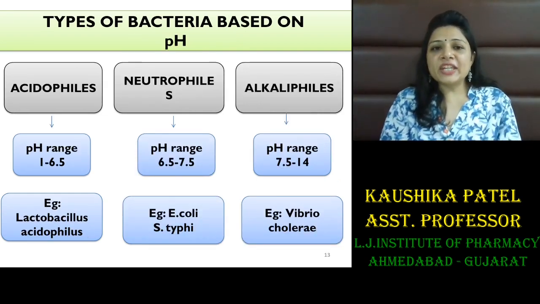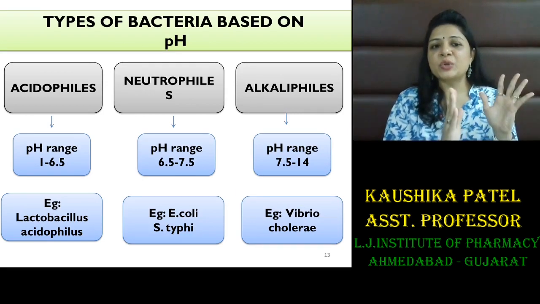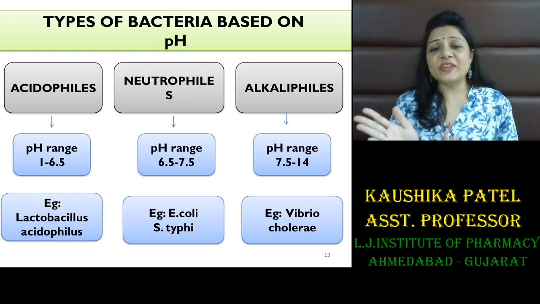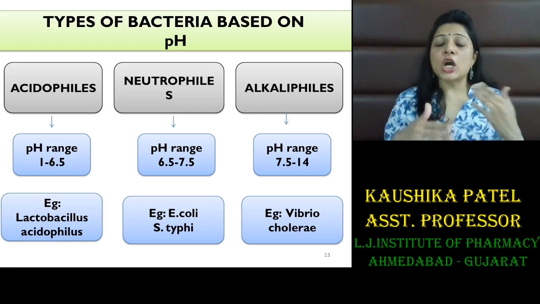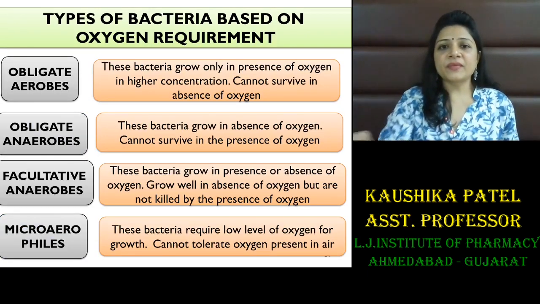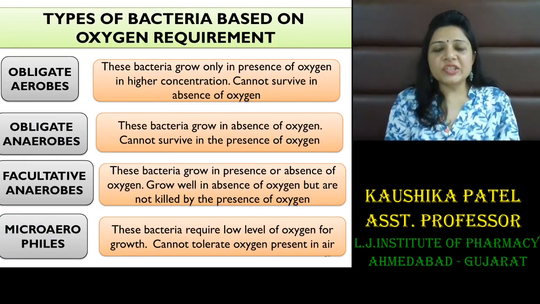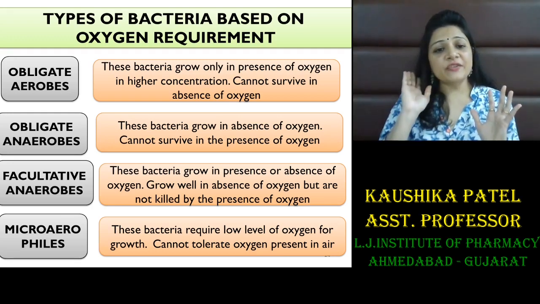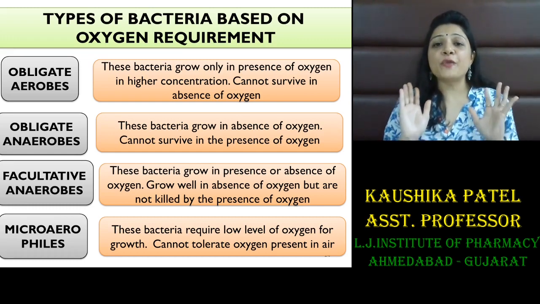Then based on pH, you can see there are acidophiles that grow in acidic pH, neutrophiles that grow in neutral pH, and alkaliphiles that grow in basic pH. So accordingly, the pH of the medium should be adjusted. Then based on oxygen, bacteria can be obligate aerobes, obligate anaerobes, facultative anaerobes, or microaerophiles.